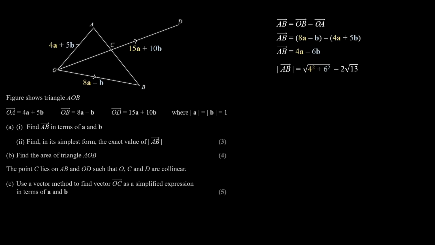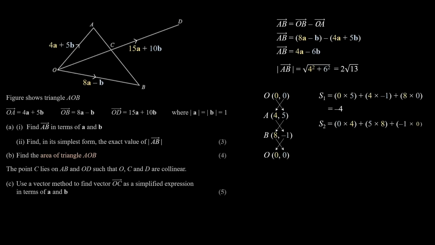We will use the shoelace method to find the area of triangle AOB. If O is 0, 0, the relative positions of A are 4, 5 and B are 8, -1. We cross-multiply the coordinates of O, A, and B to get S1 and S2. The area is calculated as half of the difference between S1 and S2. The difference is 40 minus -4, and thus the area of the triangle is 22.